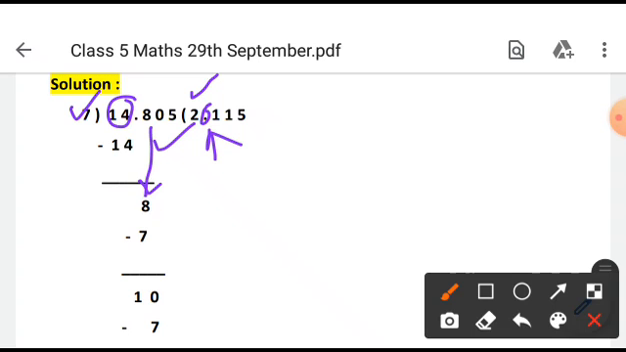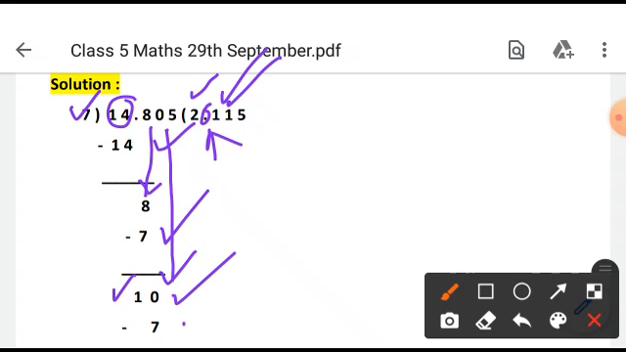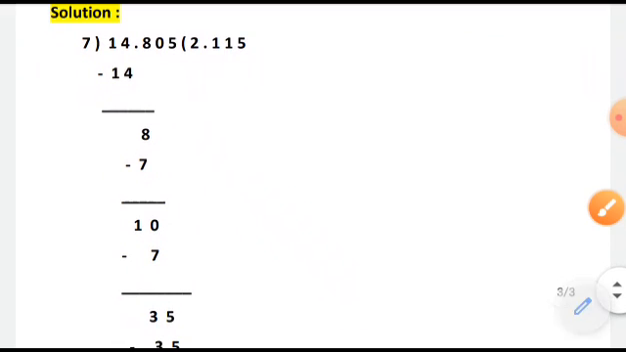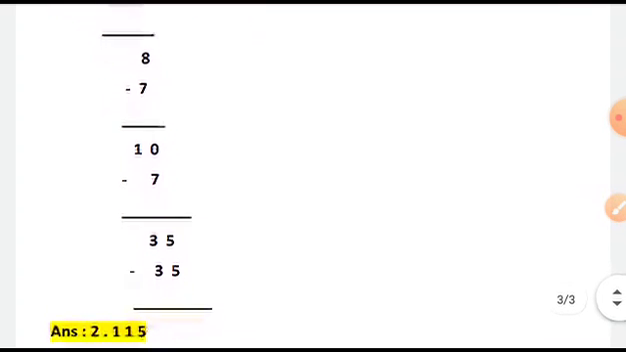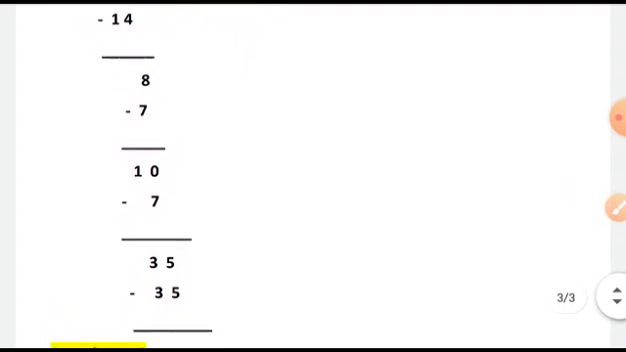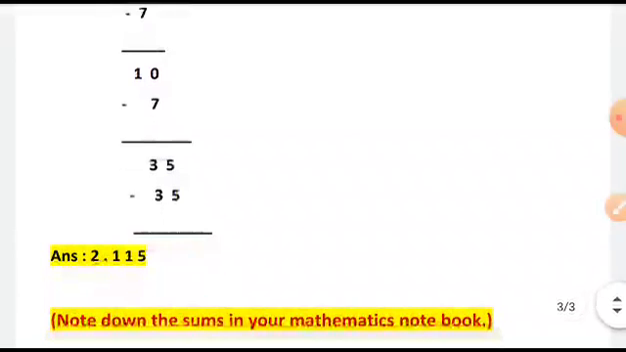Alright. Now you have 7 1s are 7, remainder 1. Then you bring down the 0 over here and you have 10. Again you write 7 1s are 7. Now you have a remainder 3. 10 minus 7, that is 3. Now you bring down the 5 and you have 35. So you are writing 7 5s are 35. So now no remainder. You are getting the quotient as 2.115. This is your answer.